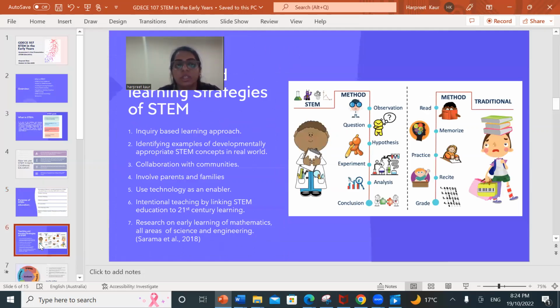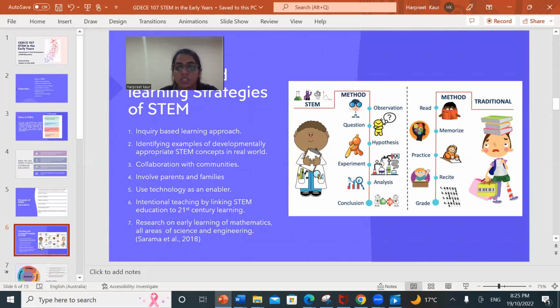And next, what can be the teaching and learning strategies of STEM? That means how we can teach STEM to children in a very effective manner, and how we can learn about STEM to teach to children. So firstly, as we already know, there was a traditional method in which there was reading of books, then memorizing them, then practicing them, and then reciting them. At the end there was the grading system.